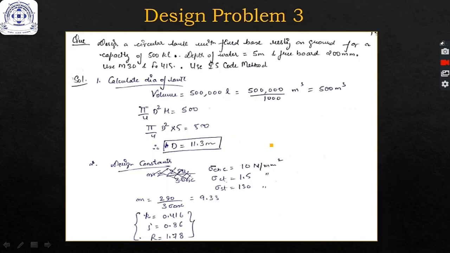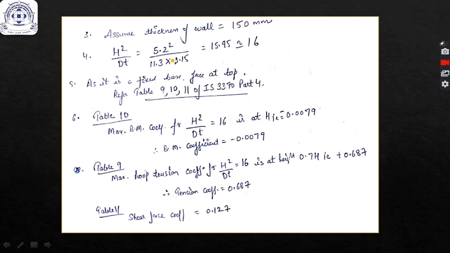So let us look at a question. Here we have to design a circular tank using IS code method with fixed base for 500 kiloliter capacity. So first we calculate the diameter, then we calculate the design constants. Now here the steps are different. First of all, we assume the thickness of wall, so I have taken it to be 150 mm. Then we calculate the ratio h square by dt, 5.2 square by 11.3 into 0.15. So we are getting it to be 16.